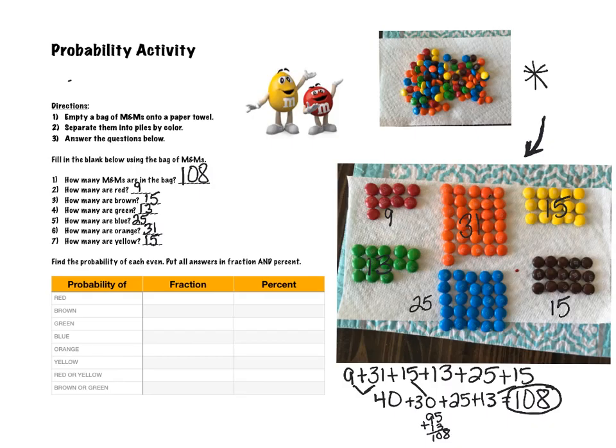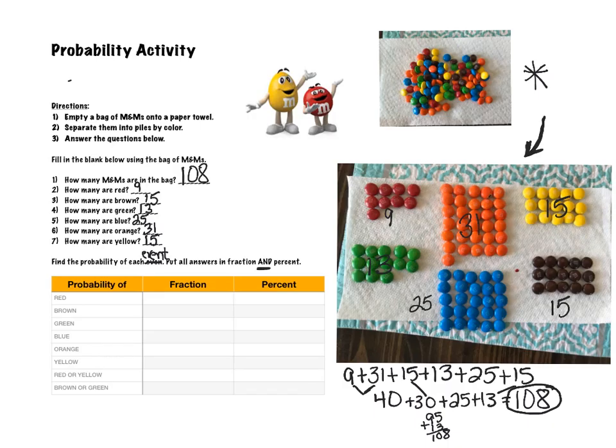So the next part is to find the probability of each event. That should say event, I'm sorry. So we'll put event. I must have been typing fast. Put all answers in fraction and percent.